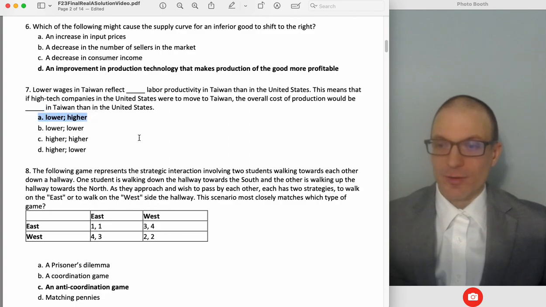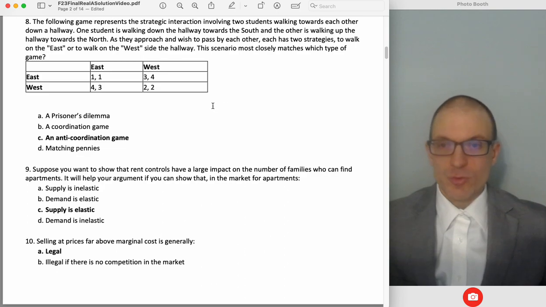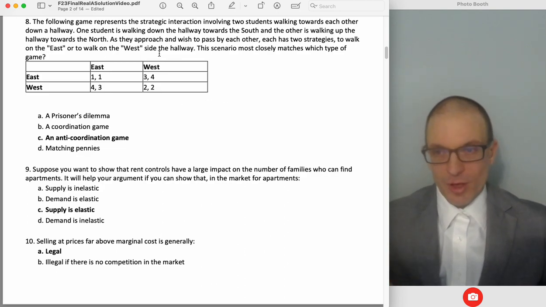Right? So lower, higher. Following game represents the strategic interaction involving two students walking towards each other down the hallway. One's walking down the hallway towards the south, the other's walking up the hallway towards the north.